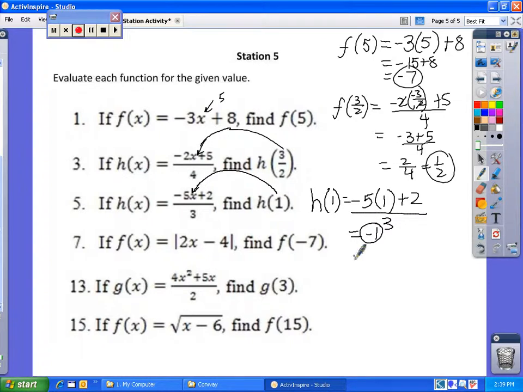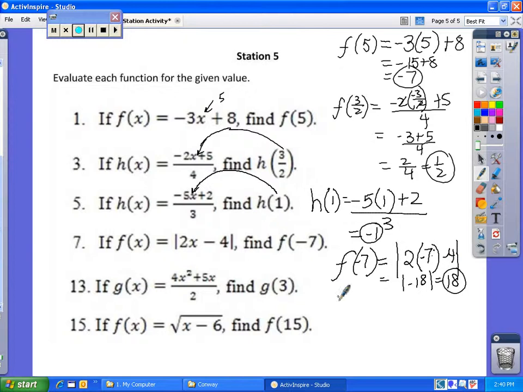For number 7, it's going to be f of -7 is equal to the absolute value, that's what those lines are, of 2 times -7 minus 4. So I'm going to now evaluate this. 2 times -7 is -14. -14 minus 4 is -18. The absolute value of -18 is 18.